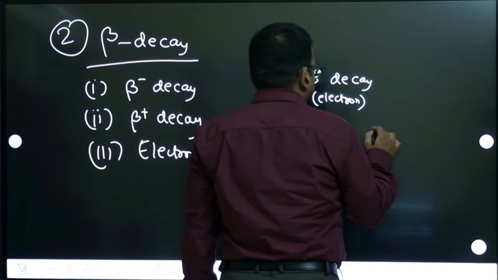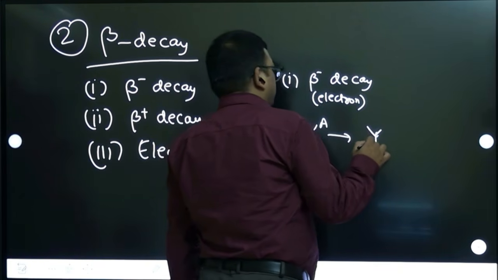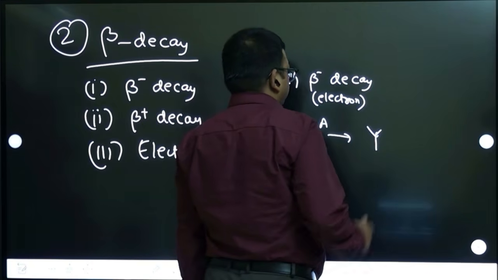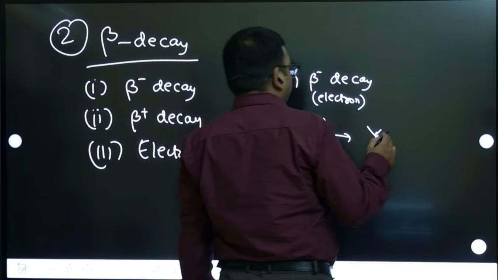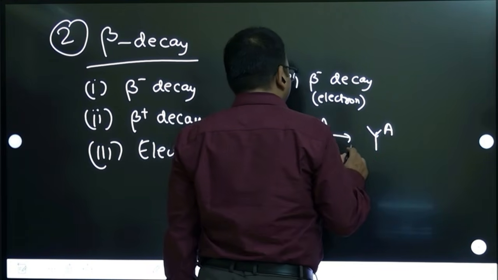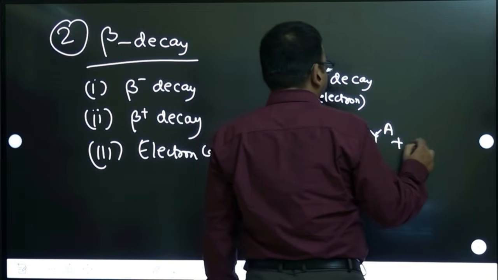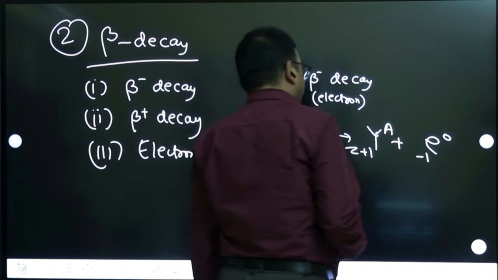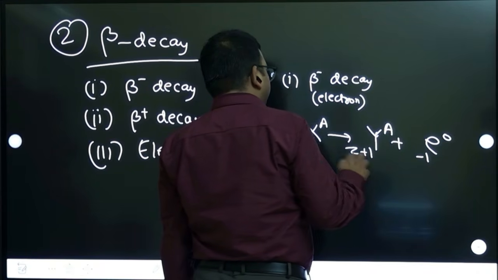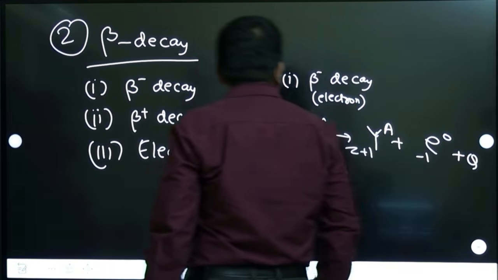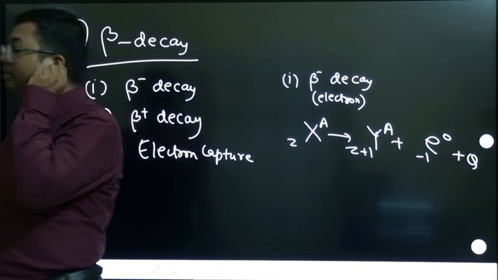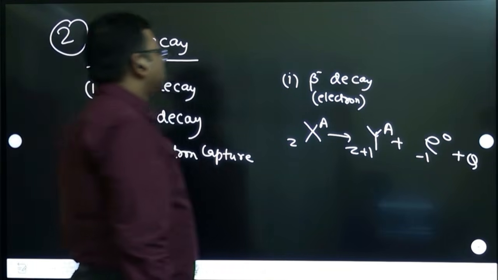Let us take the nuclear reaction. The mass number will remain the same, but Z will become Z plus 1, because the electron has charge minus 1 and almost 0 mass. Suppose some energy is also coming out. This is what happens in beta minus decay.